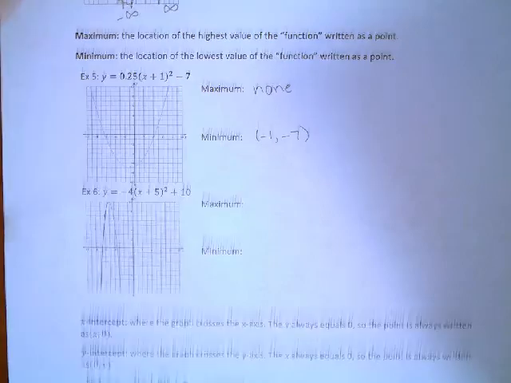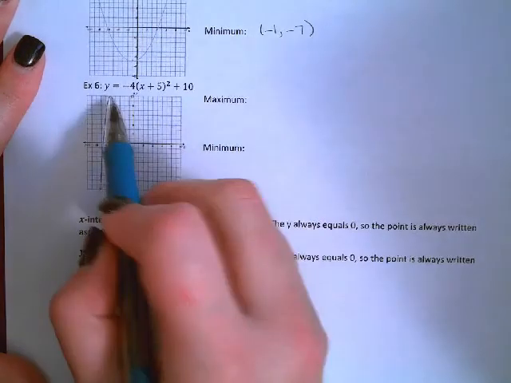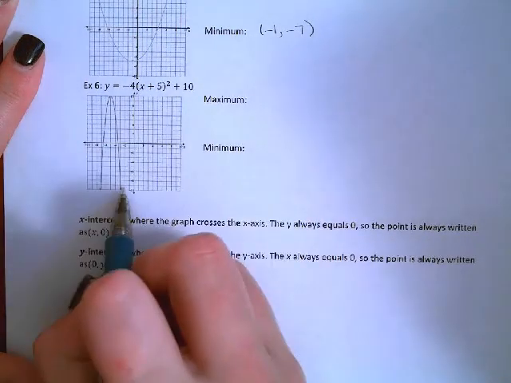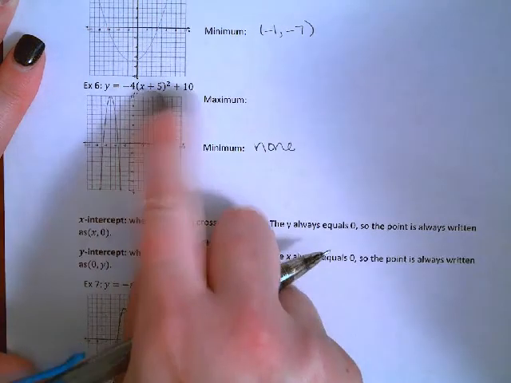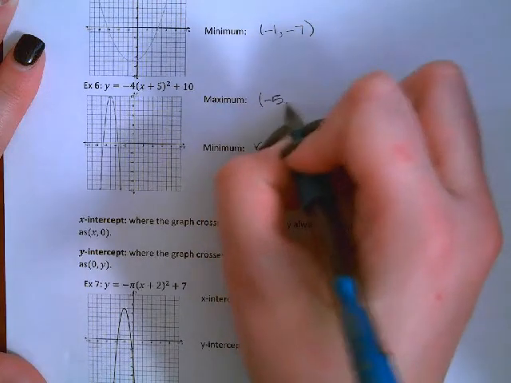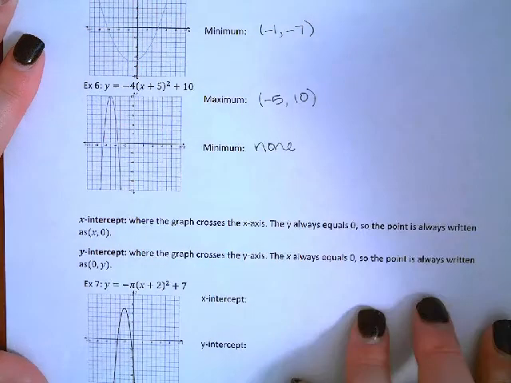For example 6, this graph has a maximum. It does not have a minimum because there are just arrows. So the maximum is (-5, 10).